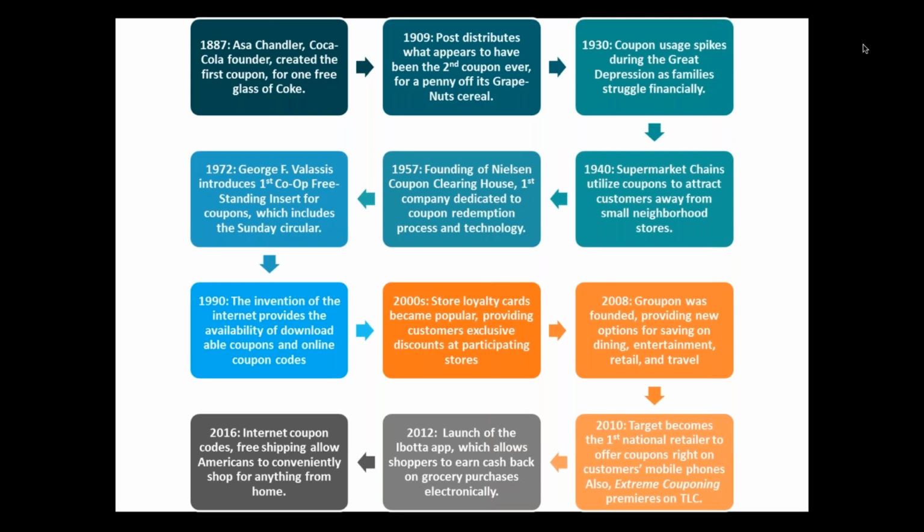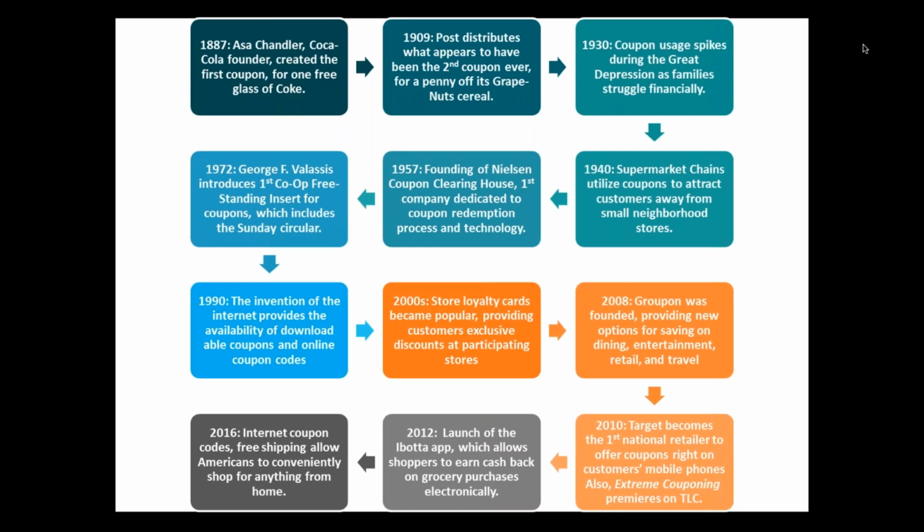1889, Asa Chandler, the Coca-Cola founder, created the first coupon for one free glass of Coke. 1909, Post distributes what appears to have been the second coupon ever, for a penny off its Grape-Nuts cereal. And Post later bought out Tropical Smoothie Cafe. Oh, well, there you go. You still get a penny off your smoothie after spending. I love Grape-Nuts, by the way.